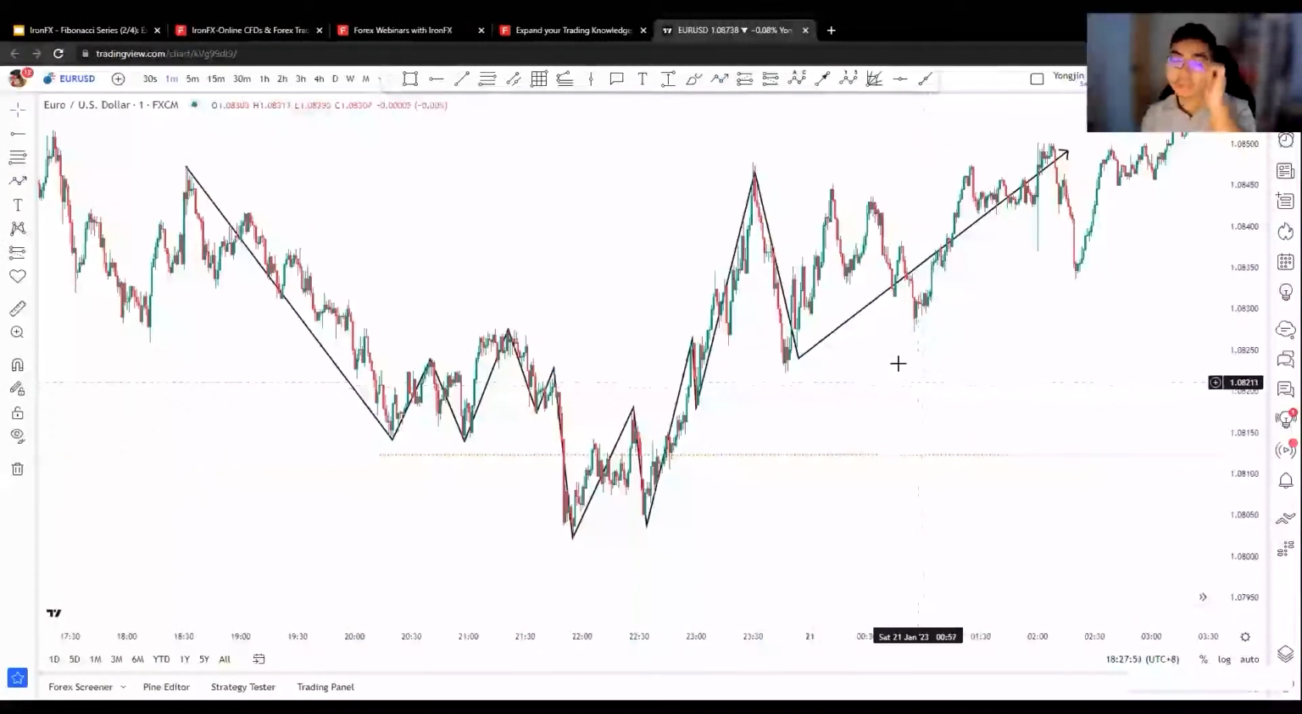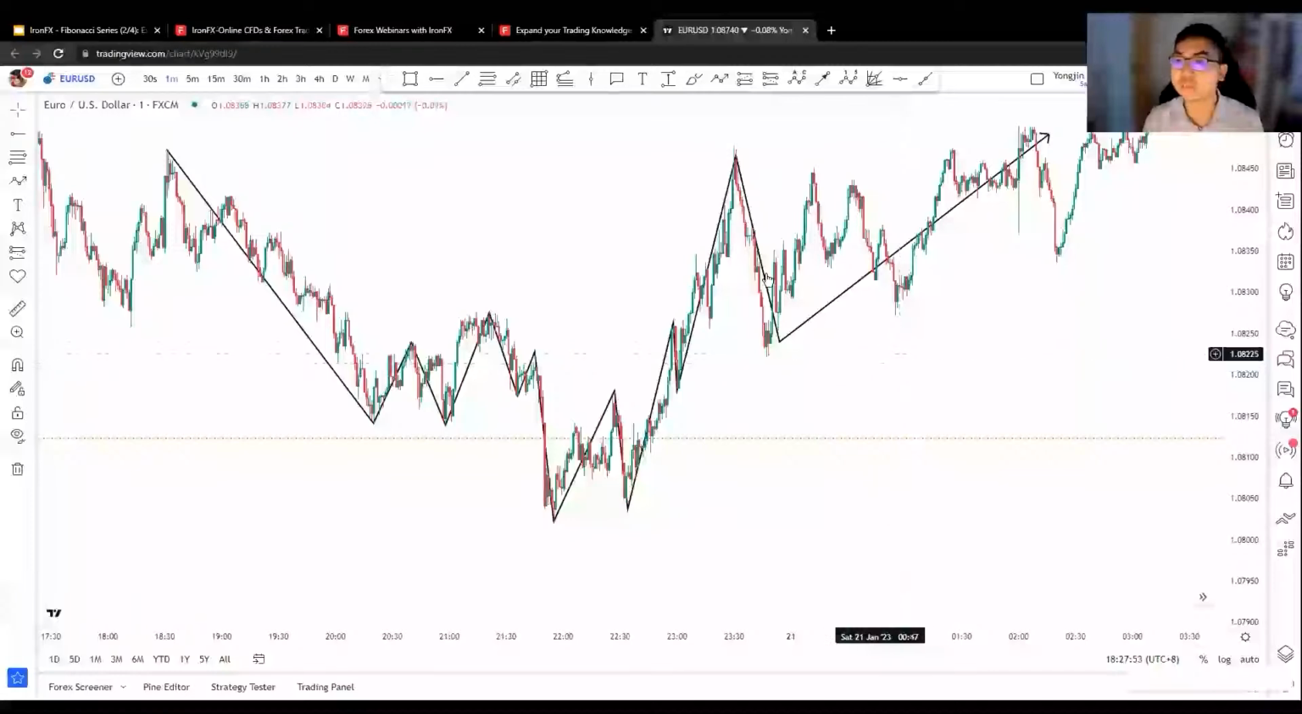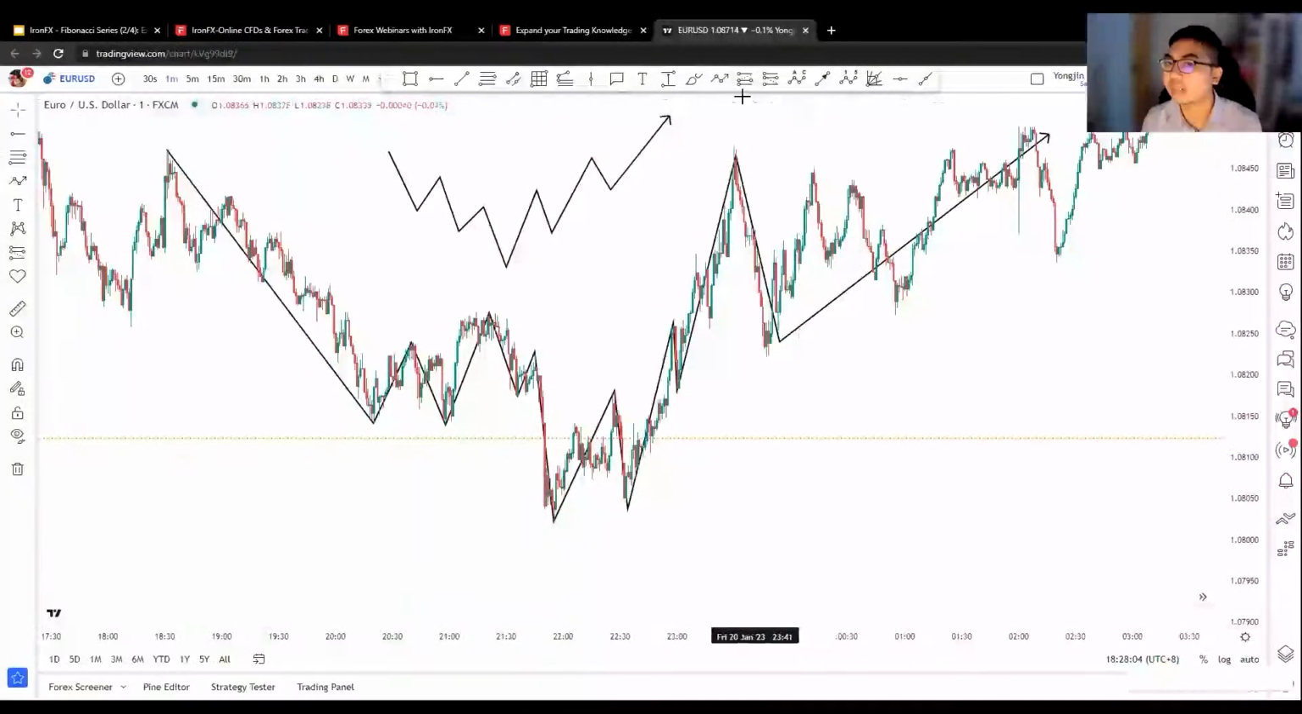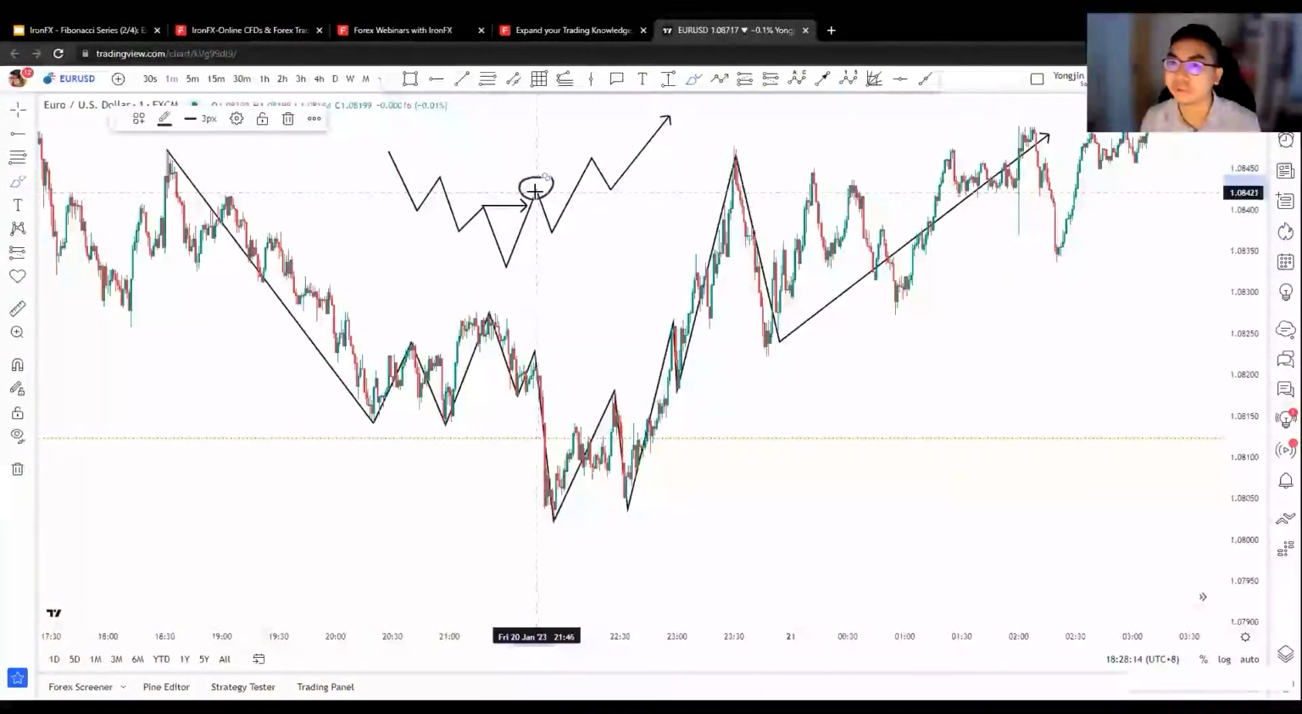So you notice that where is the market structure shift? How it works is a market structure shift is when price forms a higher high before moving higher and higher. So this is our market structure shift right there. You notice that price actually broke the high before retracing back down and moving higher.